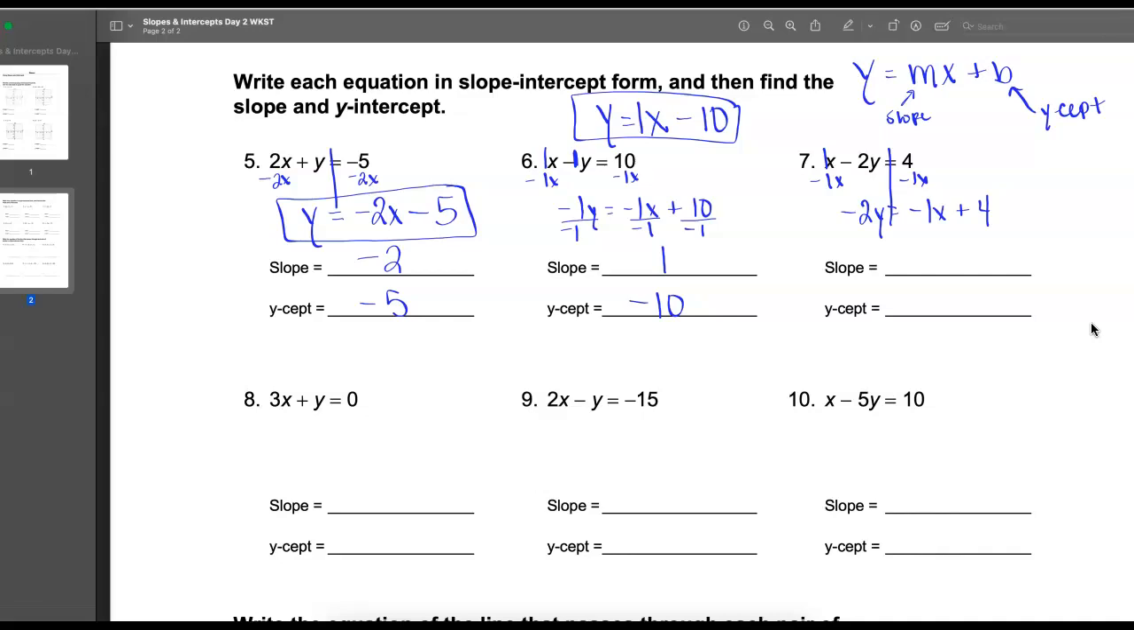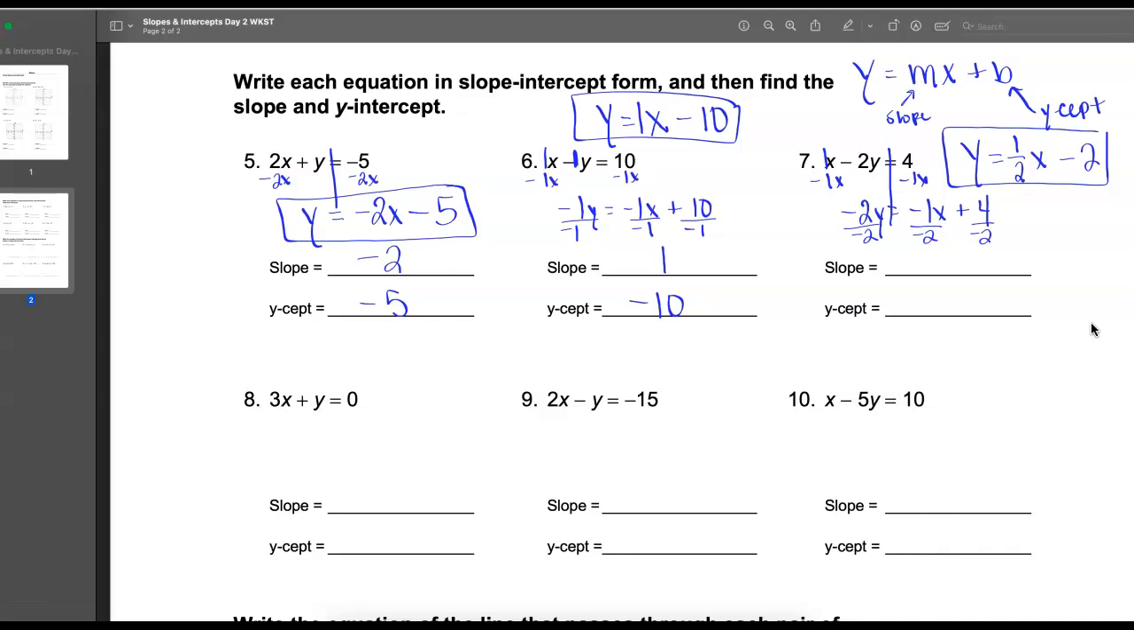Okay, we have to divide by what? Negative 2. Divide everything by negative 2. Okay, so now we have y equals negative 1 divided by negative 2. Well, the negatives cancel, but that's just 1/2. Okay, so we have 1/2 x. 4 divided by negative 2 is negative 2. There's our equation. Y equals 1/2 x minus 2.